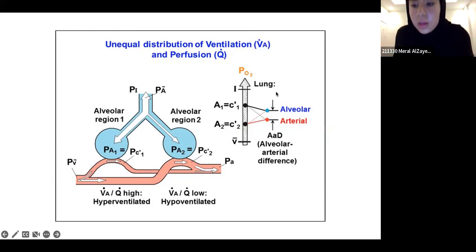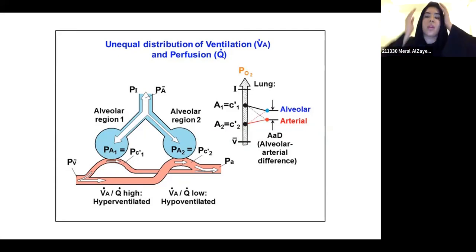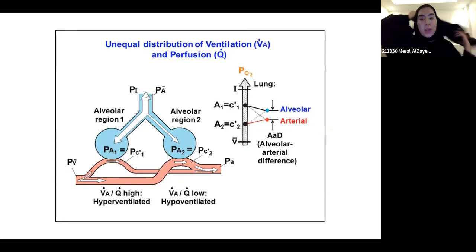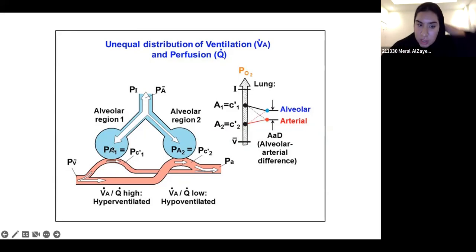Okay. Can you, yeah, let me repeat. Okay. So, here, do you guys understand the concept that the partial pressure of oxygen in the first region, or alveolar 1 region, is higher than the second region? You guys understand that, right? Okay.